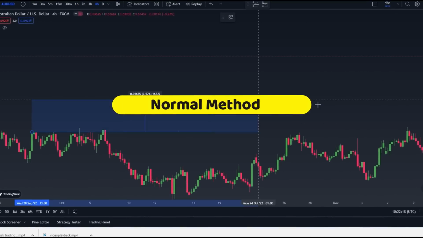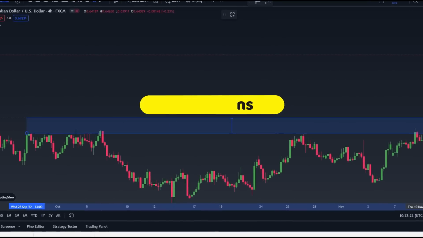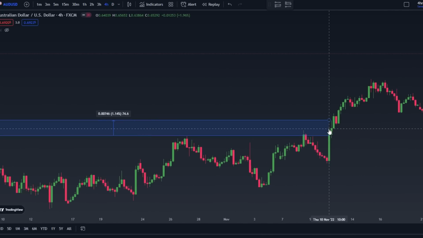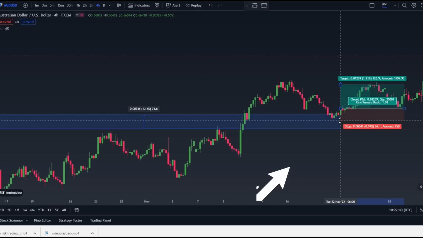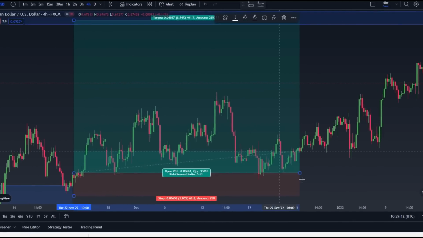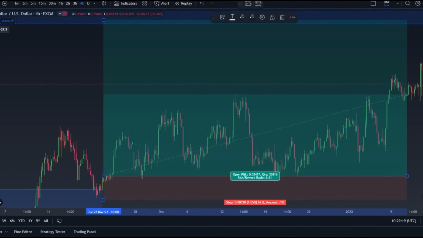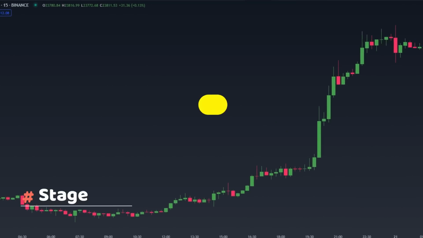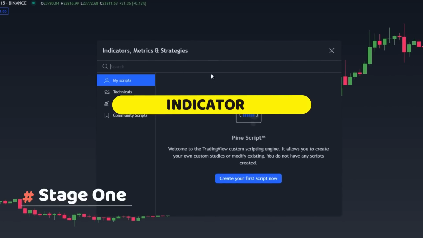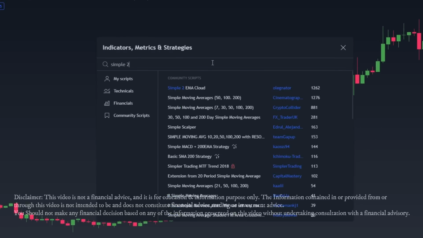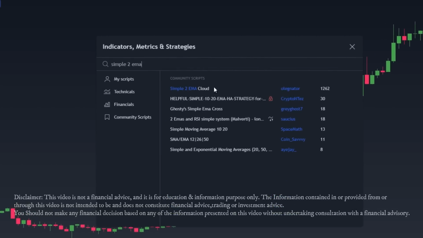So normally when you want to catch a long trade, you draw support or resistance zones, and once the price breaks above these zones, you enter the trade on a retest by putting the stop loss below the recent swing low and target the next major resistance or support area. But we can also do it with the help of indicators. Go to TradingView's indicator tab and search Simple 2 EMA Cloud by Olignator. This indicator is going to be our entry indicator.